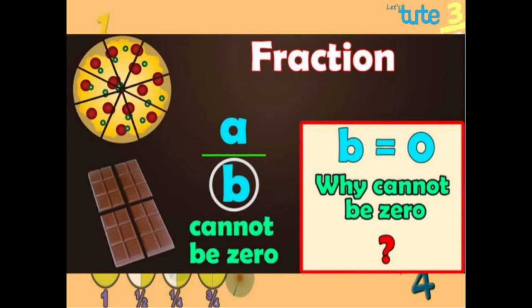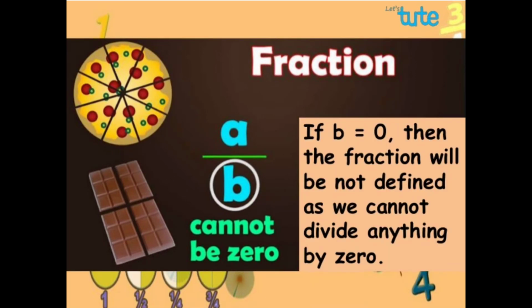The denominator cannot be 0. Why can it not be 0? If the denominator is 0, then the fraction is not defined, as we cannot divide anything by 0. So if the denominator is 0, it is not a fraction.